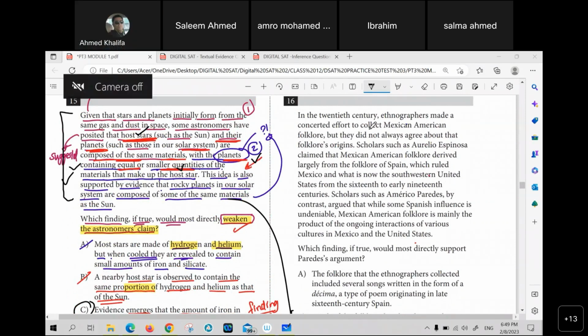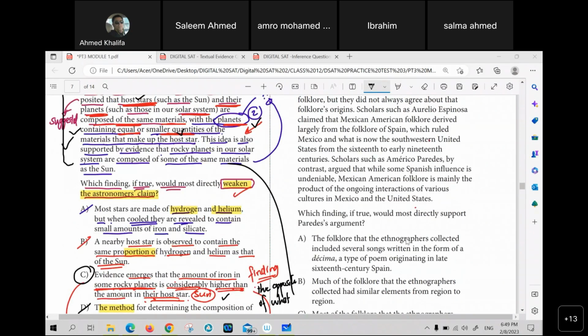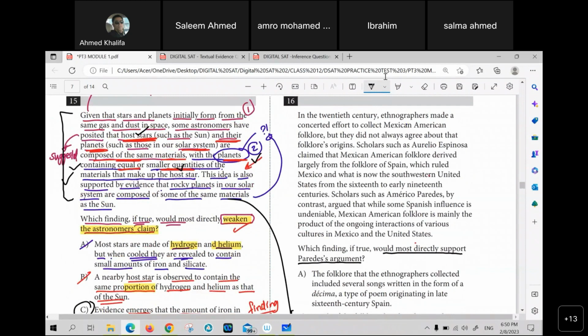Come here, let's say yeah. And let us divide it this way, guys. I told you, break down the question. I say: which finding, if true, would most directly support Prados's argument? Prados's what? Argument. Fair enough? Okay. Let us divide it this way. The first one is what?